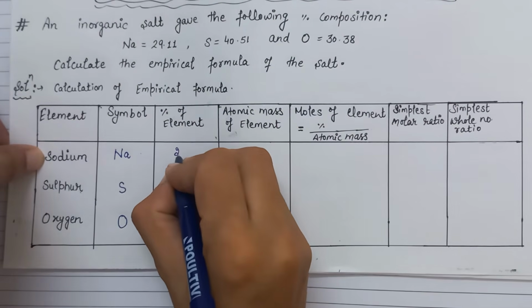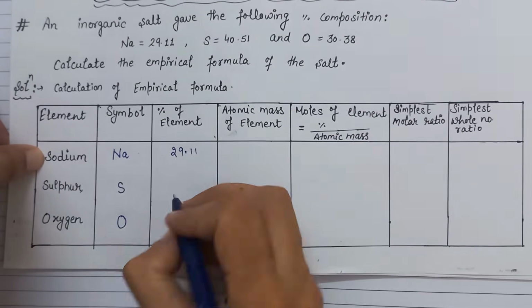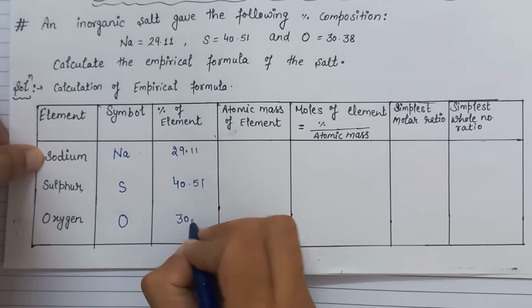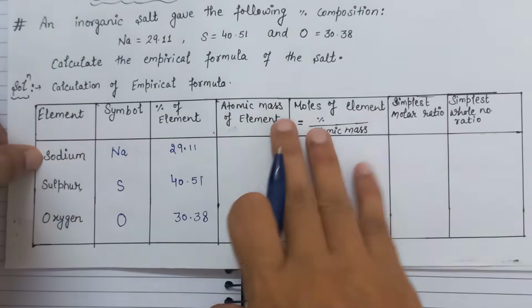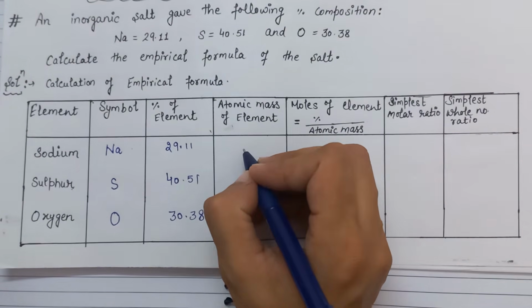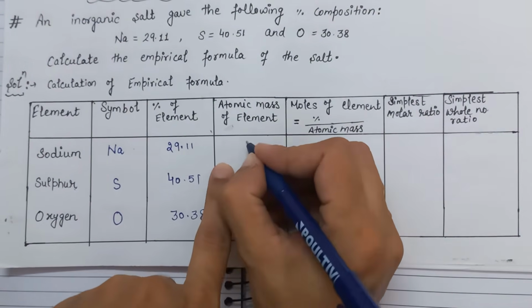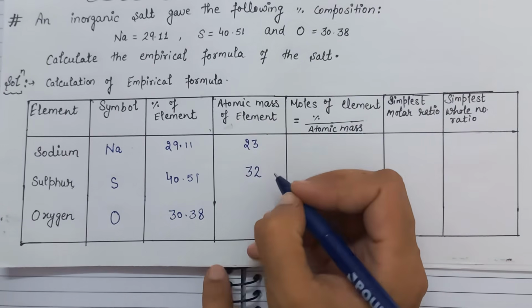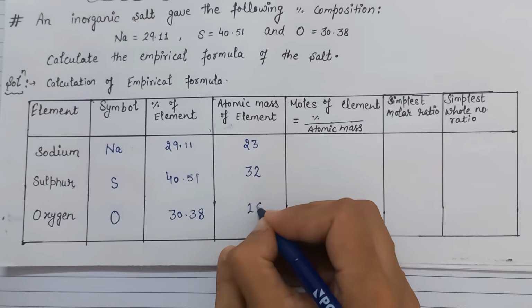The percentages of the elements given are 29.11%, 40.51, and 30.38. In the next column, we write down the atomic mass of each element. The atomic mass of sodium is 23, sulfur has the atomic mass 32, and oxygen has the atomic mass 16.